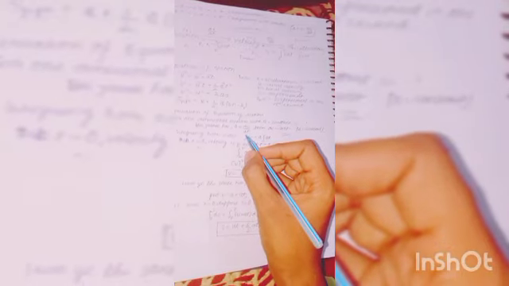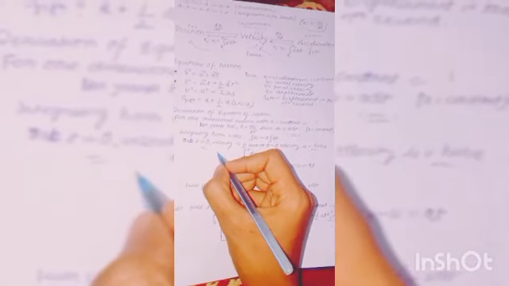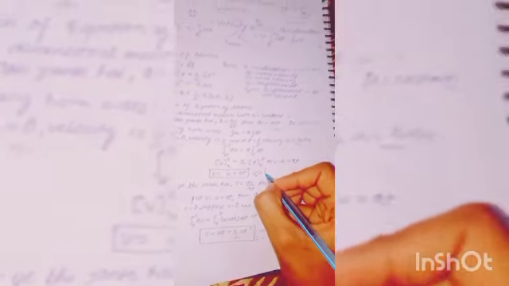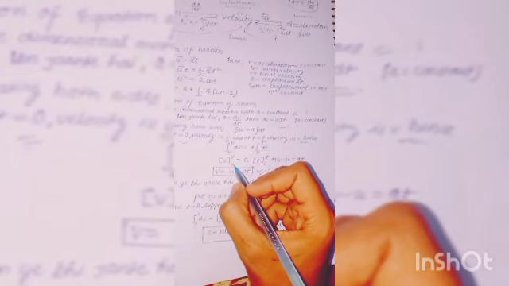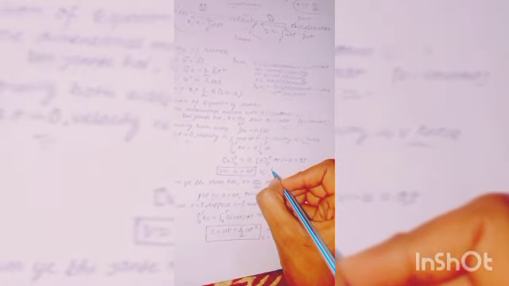a is equal to dv upon dt. We all know a is the differentiation of velocity with respect to time, and then we integrate both the sides, putting limits t equal to 0 and velocity equal to u here, and t equal to t and velocity equal to v here. Then we take the upper limit minus the lower limit, and we find our first equation of motion.